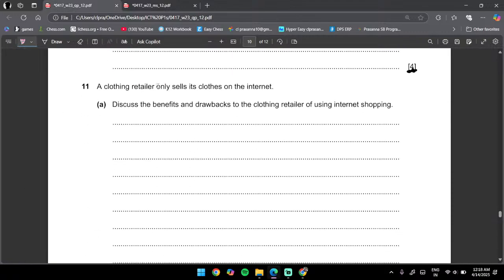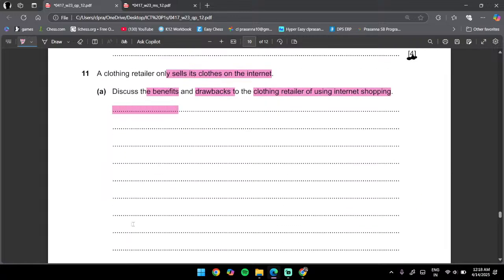A clothing retailer only sells its clothes on the internet. Discuss the benefits and drawbacks. This time I'm not forgetting the drawbacks to the clothing retailer of using internet shopping. Let me get 6 marks. Yes, sorry, 6 marks. So my benefits there, my drawbacks here.